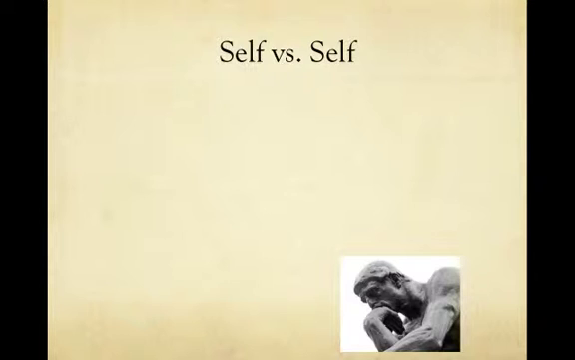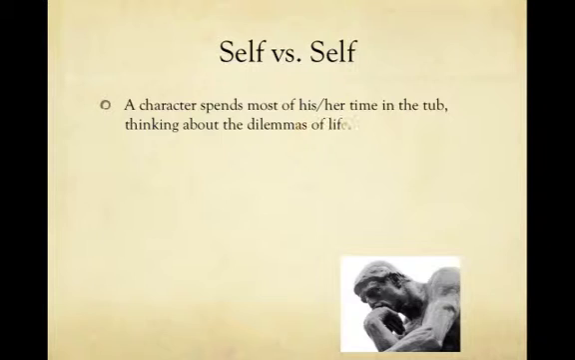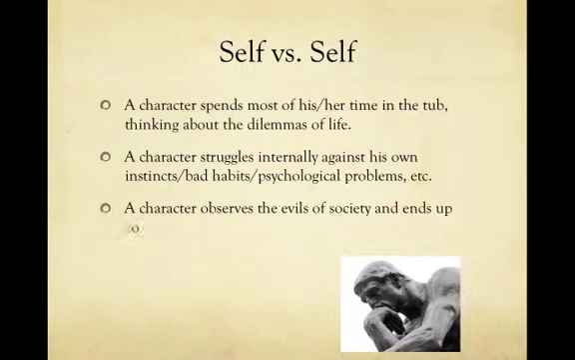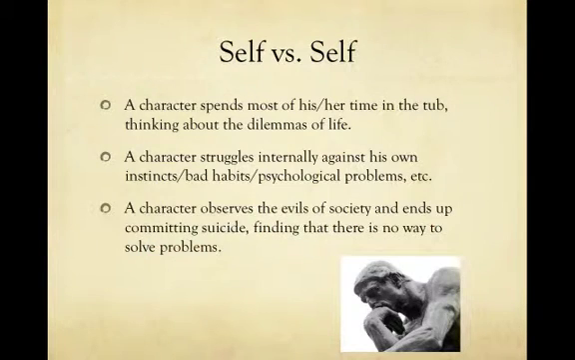Stories where you have a character whose worst enemy or biggest obstacle is some aspect of himself. And we see three different ways in which this kind of story takes place. We have a character who spends most of his overtime in the tub thinking about the dilemmas of life. Or we have a character struggling internally against his instincts, his bad habits, his psychological problem, someone who drinks and can't stop drinking, etc. Or we have a character who observes the evils of society and ends up committing suicide, finding that there is no way to solve problems.